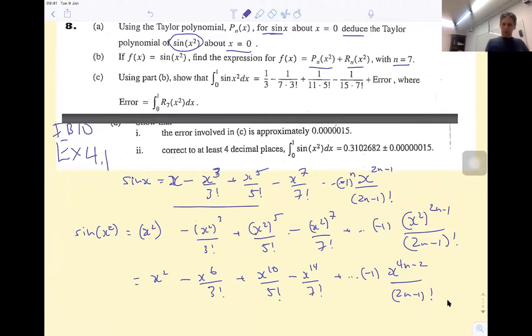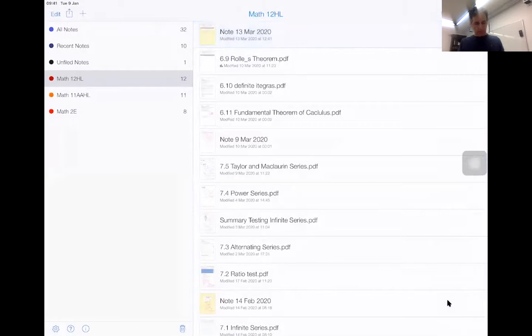That's part A. Now part B is kind of a weird question. It wants you to split this up into these terms and then the rest of the terms. Now this isn't to be confused with, which I did originally actually, I confused this with the remainder that is in Taylor's theorem, okay? So let me show you what I'm talking about.